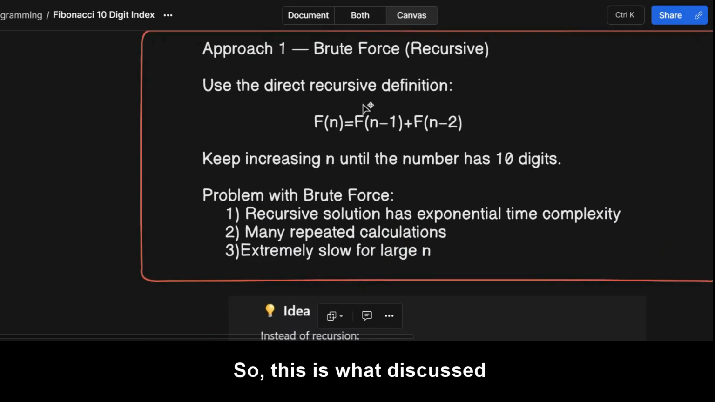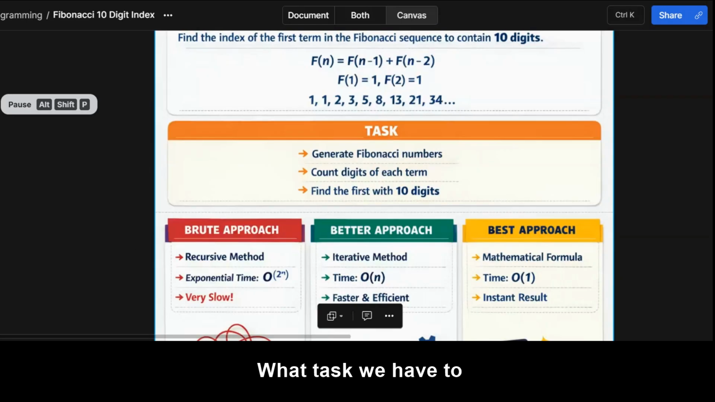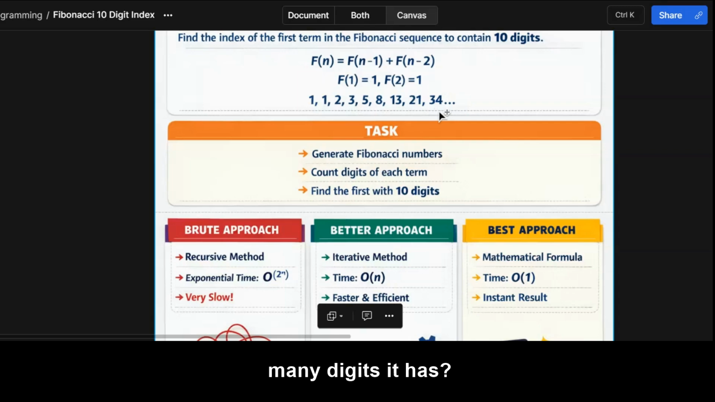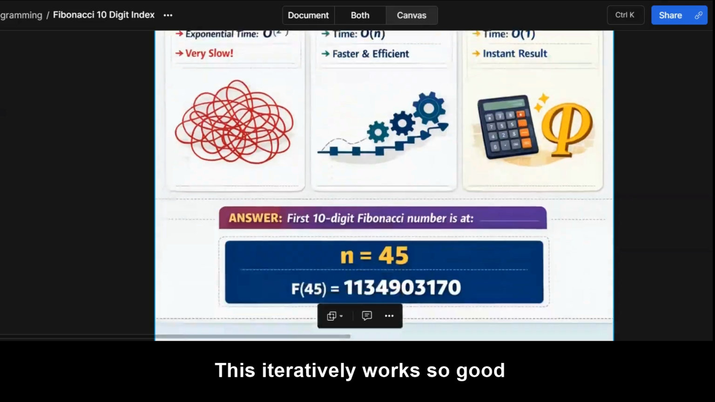So this is what is discussed here in the brute force. What task do we have to do? First we need to get the series, and suppose I got the third one, like 3, then I need to check how many digits it has. Suppose I got 34, how many digits is it? It has 2 digits, and we need to check whether this is 10 digits. If not, then continue generating the series. This works iteratively, so it is good enough.